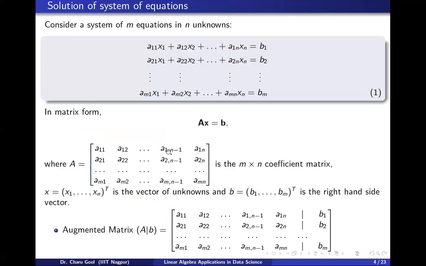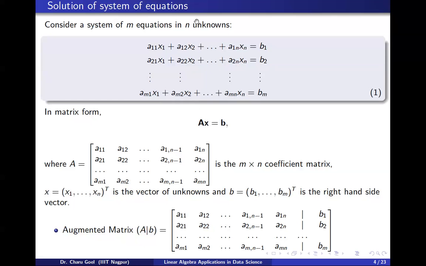We consider a system of m equations in n unknowns. The first equation is a11 x1 plus a12 x2 plus so on plus a1n xn equal to b1. The second is a21 x1 plus a22 x2 plus so on plus a2n xn equal to b2, and so on. The mth equation is am1 x1 plus am2 x2 plus so on plus amn xn equal to bm. So this is m equations in n variables, n unknowns, x1, x2 up to xn.